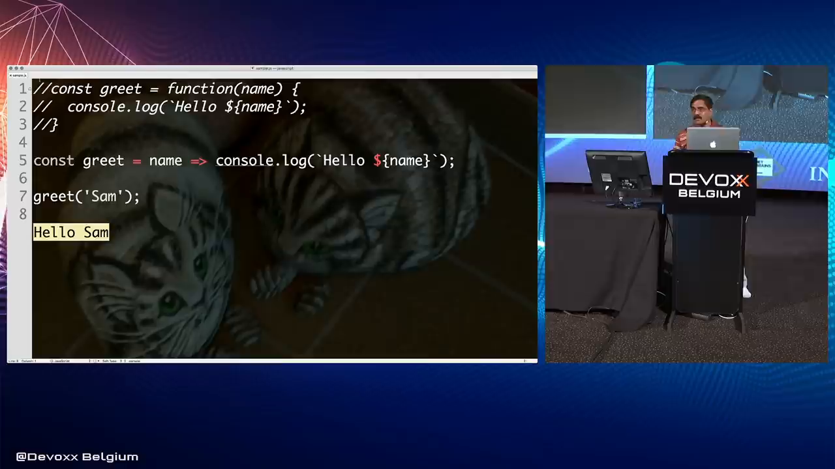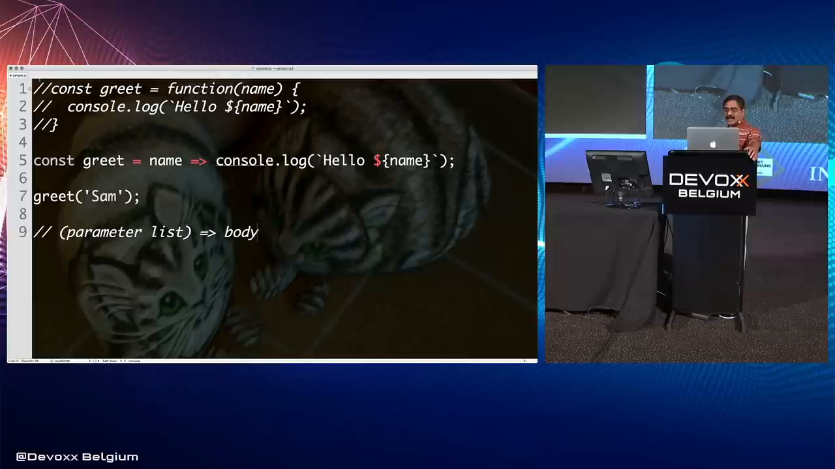But the format of this is parameter list, and then an arrow, and then, of course, the body, a single line body. If you want a multi-line body, I usually discourage that, but you can put a curly and put a multi-line body in there. But in this case, as you can see here, you have a parameter list, an arrow, and a body.